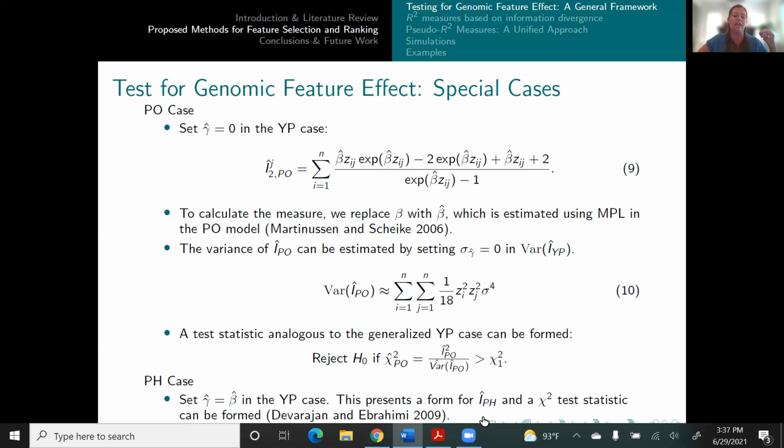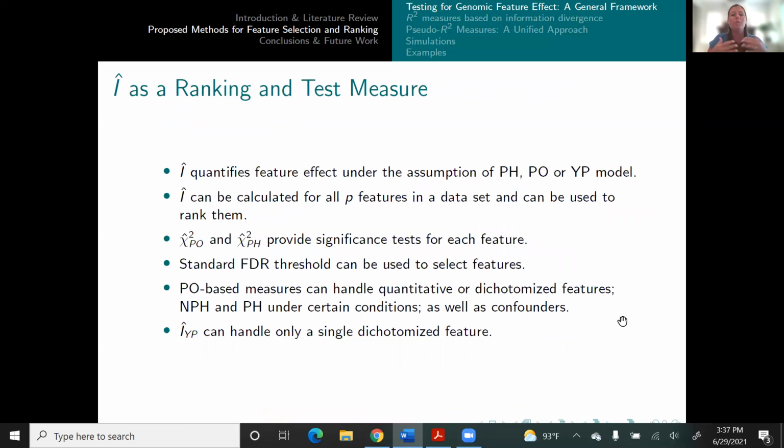Similarly, we can create an I_PH and chi-squared test statistic for the PH case. So a little bit more about this I as a ranking measure and test measure. What I does is it actually quantifies feature effect under the assumption of the PH, PO, or YP models. So I can be calculated for all P measures in a data set and can be used to rank them.